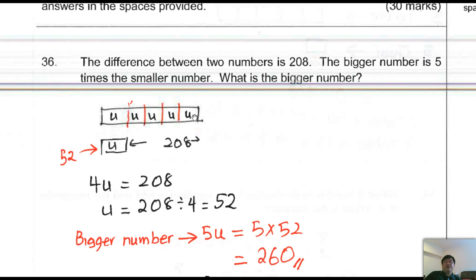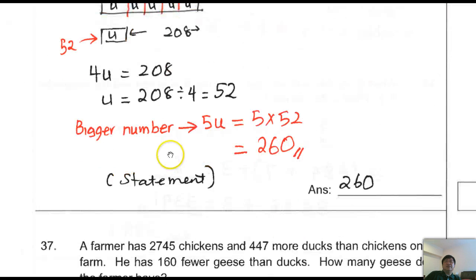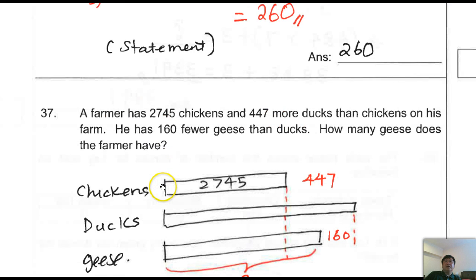What is the question again? Yes, what is the bigger number? The bigger number has 5 u's. So 5 times 52 gives you 260. The bigger number is 260, the smaller number is 52, and the difference is 208. Of course, please remember to write your statement. If not, we will deduct half a mark.